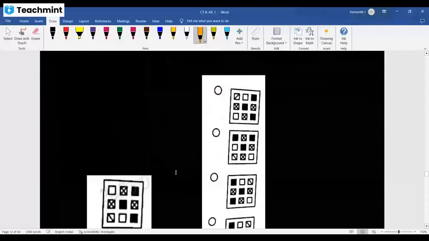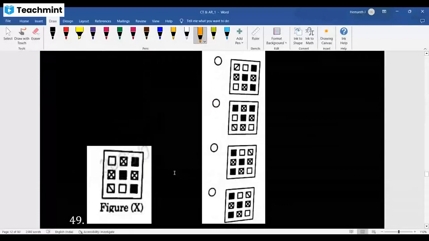Next one also, okay, this is the question. Let's say this is option A, B, C, D.